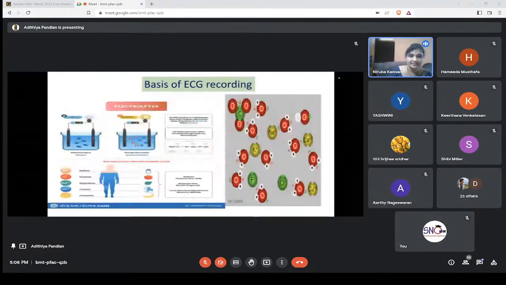Okay, this is the basis there. We have more of sodium and chloride ions, and when we keep a positive and negative electrode connected to a battery, you definitely get a recording, because we have charged particles in the solution in which the heart is being immersed and kept. So we have the charged ions inside and outside of your cardiomyocytes. Next.